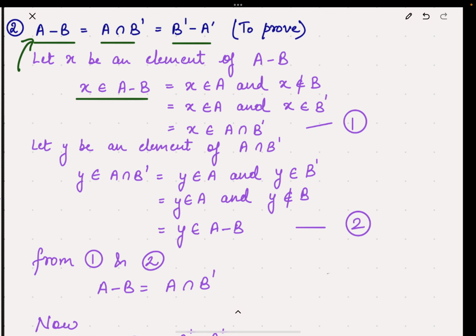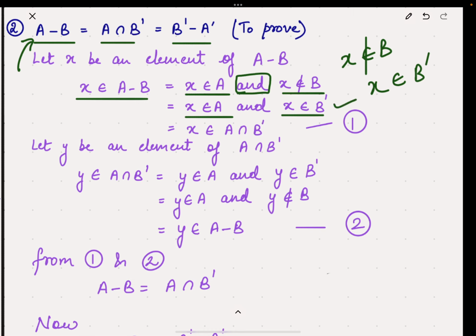If X belongs to A minus B, that means X belongs to A, but it does not belong to B. Both of the conditions must be true, so we will be writing and for this condition. So X belongs to A and X does not belong to B. If X does not belong to B, then it definitely belongs to B dash, the complement of B. So this is why we wrote it down. So using this equation we can say X belongs to A intersection B dash, because we know and is used for intersection also.